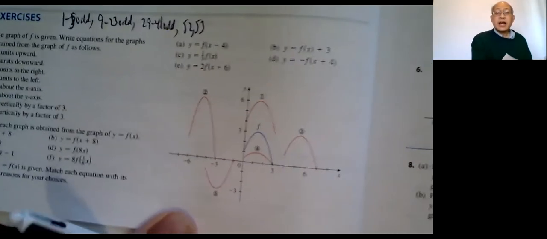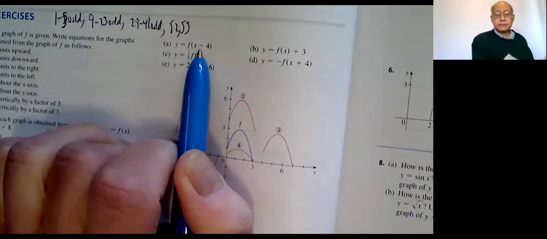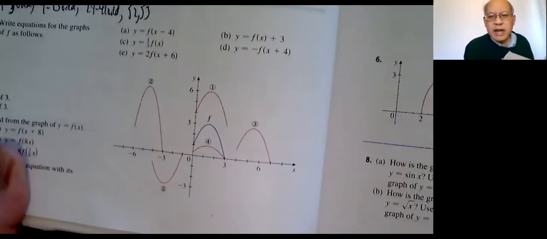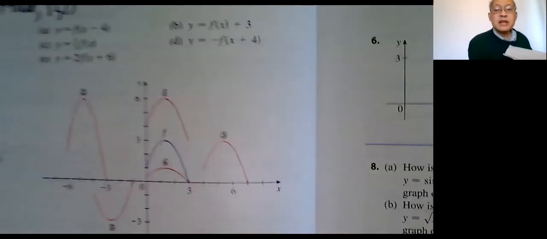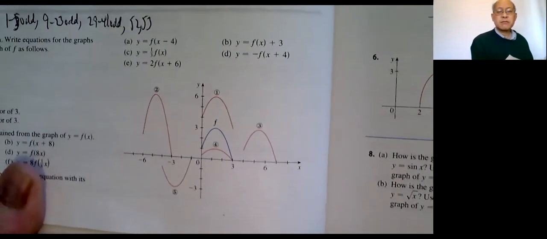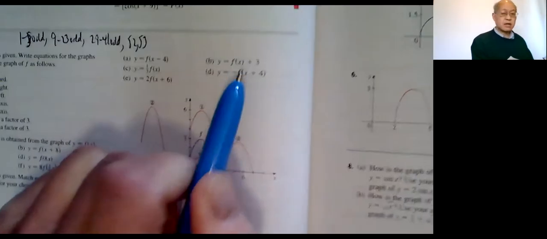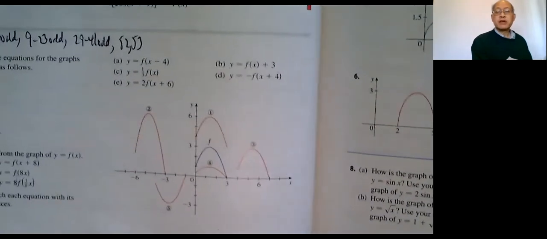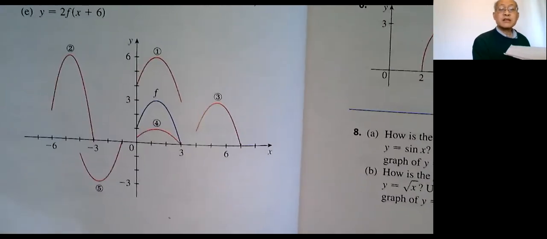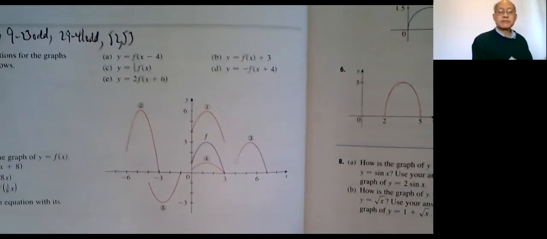Okay, A. f of parentheses x minus 4. So what does that do? Moves 4 to the right. So which one is 4 to the right? That is number 3. See if you can read it there. Yeah, number 3. Okay, so A is 3. How about B? f of x plus 3. That moves 3 units up. So which one takes the blue up 3? Looks like number 1. Is that right? So B is 1.